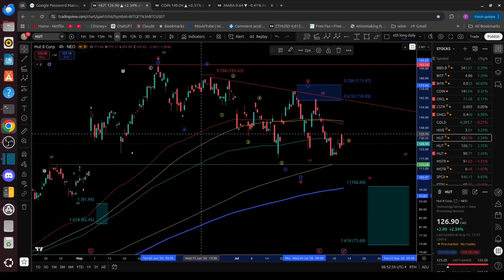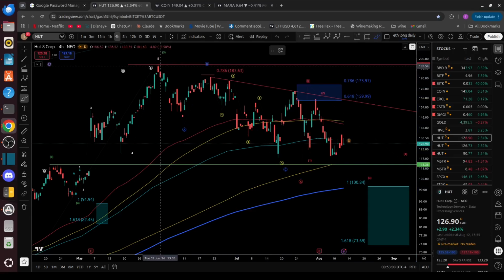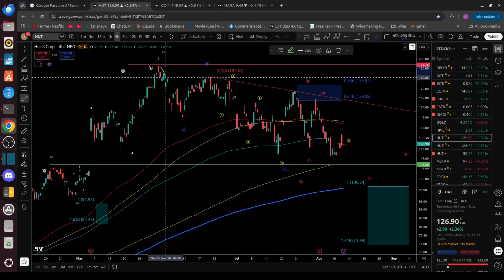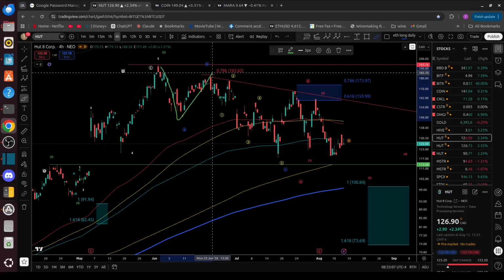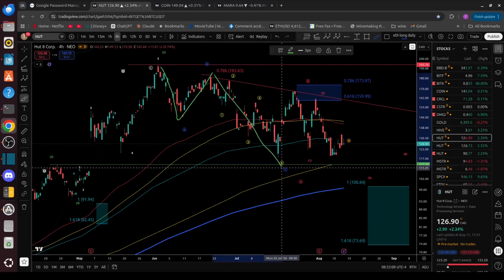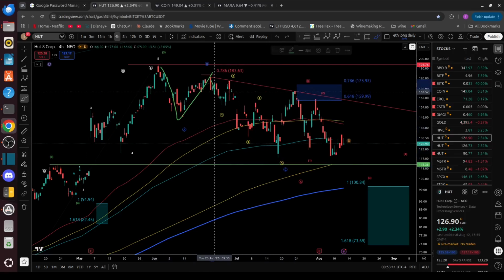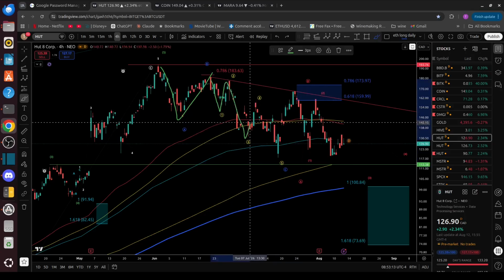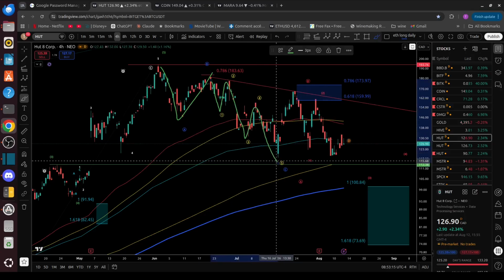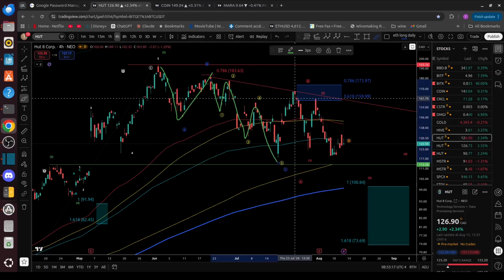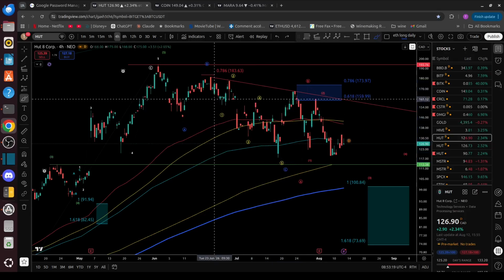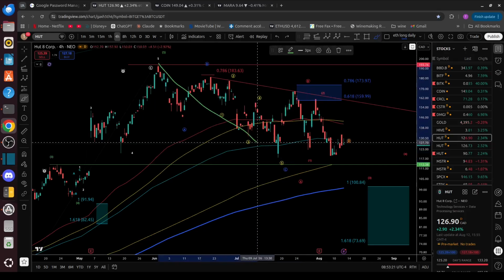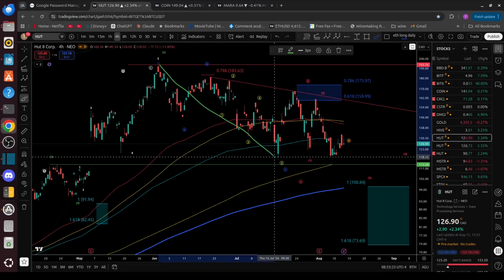Now, the move down: for the moment, I can see 3 waves down. So an A, a B, and this is the C. And within the C, we have a wave 1 and 2, a third, a fourth, and a fifth. After that, price reacted and then went higher. So all this for me is a wave A.